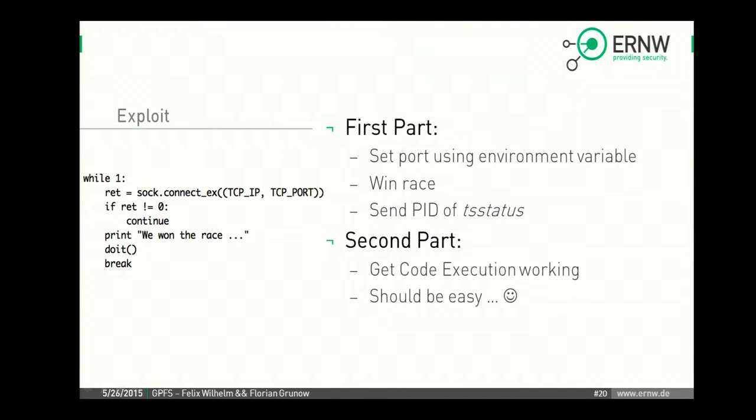So the exploit should look like the following. First part, we are setting our port with an environment variable. We then win the race against MMFSD. We are sending TS status its PID for authentication. And in the second part, we just do our job, do code execution, and that's it. Pretty simple.